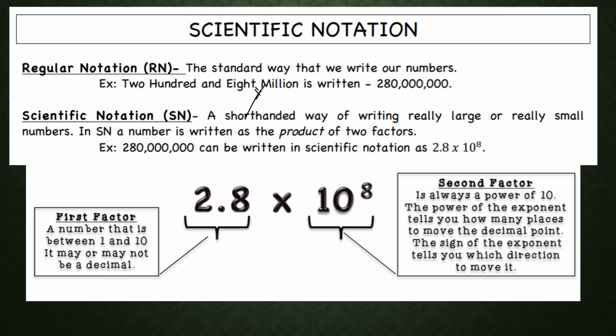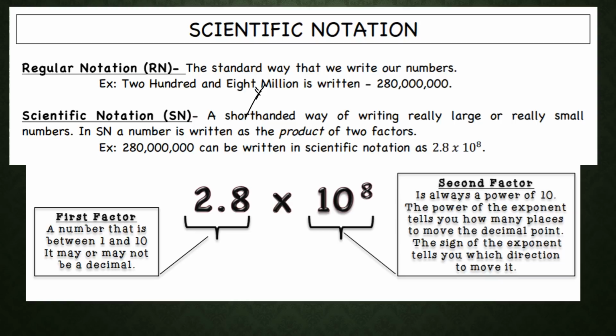Scientific notation is a shorthanded way of writing really large or really small numbers. In scientific notation, a number is written as the product of two factors. So for example, 280 million can be written in scientific notation as 2.8 times 10 to the 8th. Let's go ahead and break that down.